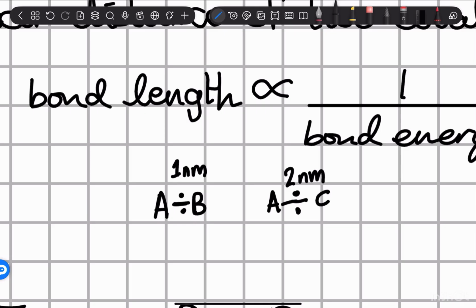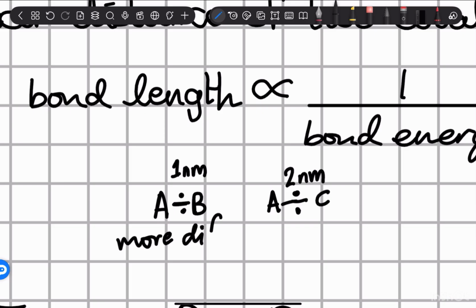to the nuclei of A and B much more than the electrons of A and C. Because if A and C have a longer bond length, it just means that their nuclei aren't able to come close enough. So they're not able to attract those electrons as much, so that bond isn't really closing in. The more the attraction, the tighter the nuclei would be.